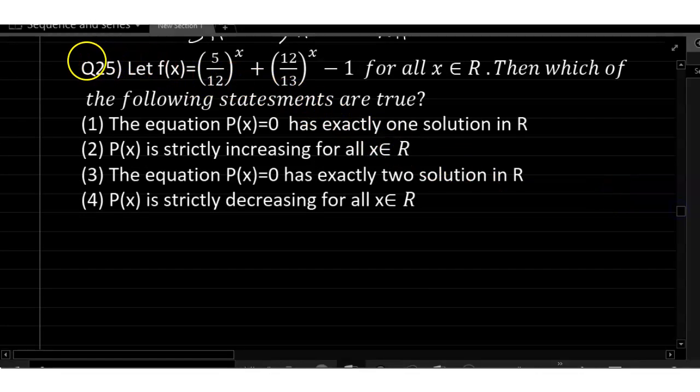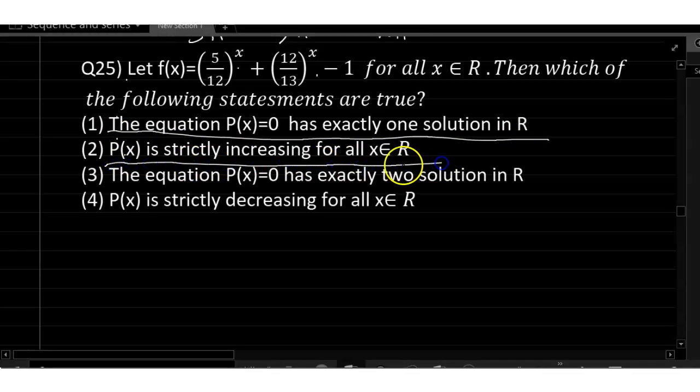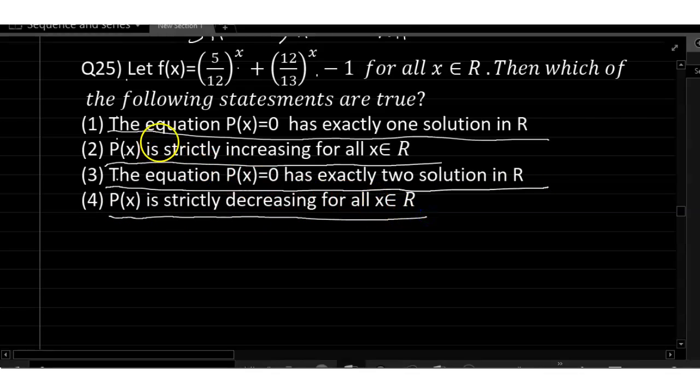Now let f(x) equal (5/12)^x plus (12/13)^x minus 1 for all x belongs to R. Then which of the following statements are true? The equation f(x) equals 0 has exactly one solution in R. f(x) is strictly increasing for all x belongs to R. The equation f(x) equals 0 has exactly two solutions in R. f(x) is strictly decreasing for all x belongs to R.